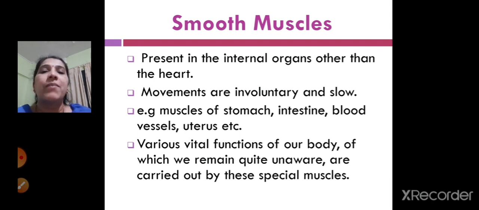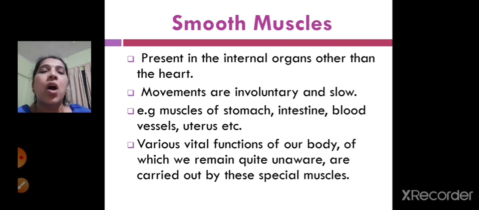Then we saw the types of muscles. There are 3 types of muscles: skeletal muscles, heart or cardiac muscles, and smooth muscles. Skeletal muscles, for example the muscles of arms and legs, have movements that are voluntary. Then we saw the heart or cardiac muscles. These muscles help in the contraction and relaxation of the heart. The heart contracts and relaxes continuously at the rate of 70 times per minute, and these movements are involuntary.